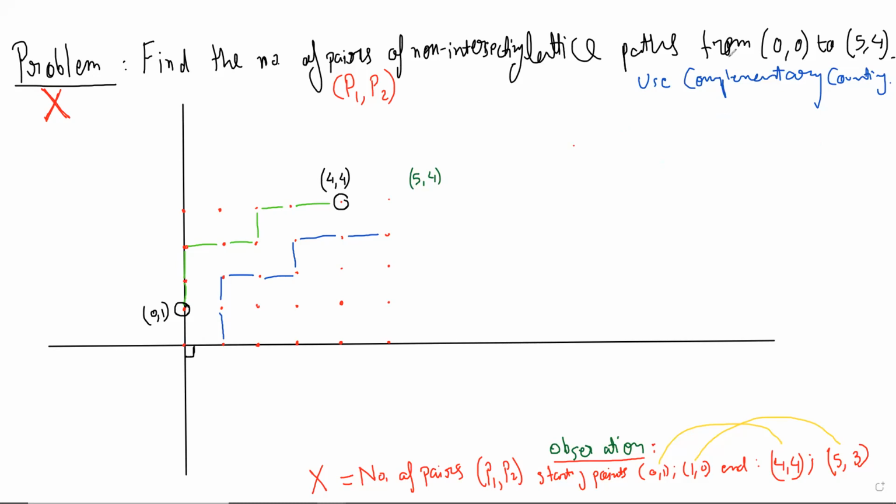So now you can think about complementary counting, and you will realize that it's not a bad thing to do. So we will instead focus on the number of intersecting paths. If you just use complementary counting, then the total number of paths in this situation.